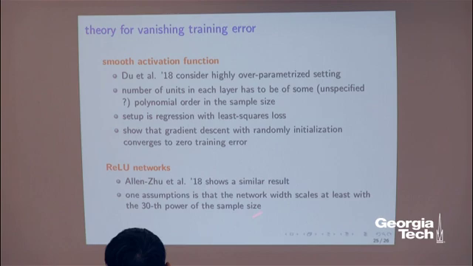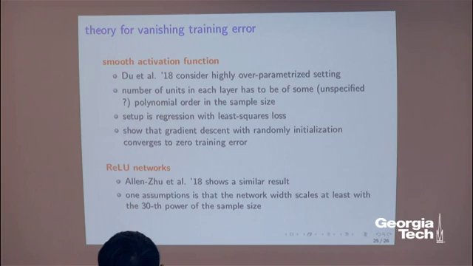There's a related result uploaded around the same time by Allen-Zhu, which is for ReLU networks. And that shows that if you have a network with width at least n to the power 30 or so, and other dependencies which I don't list here, then you also get training error zero, and you can prove that. Okay, so it's extremely overparameterized, right?